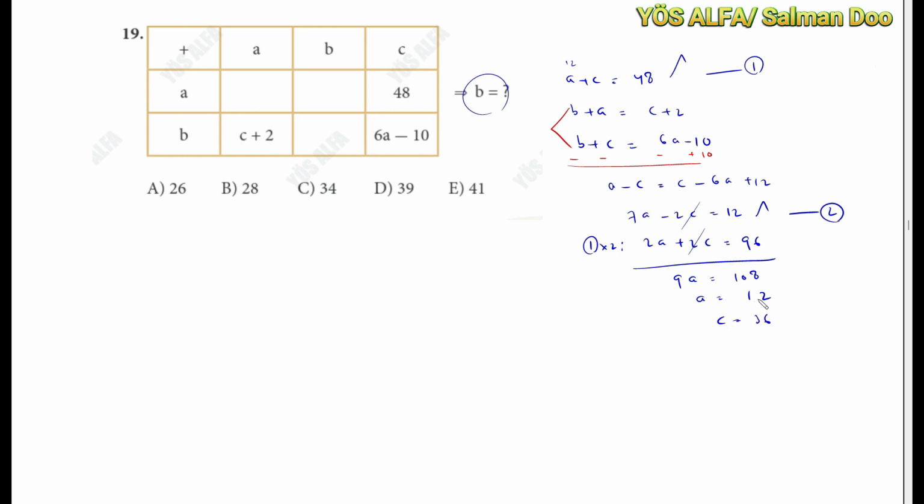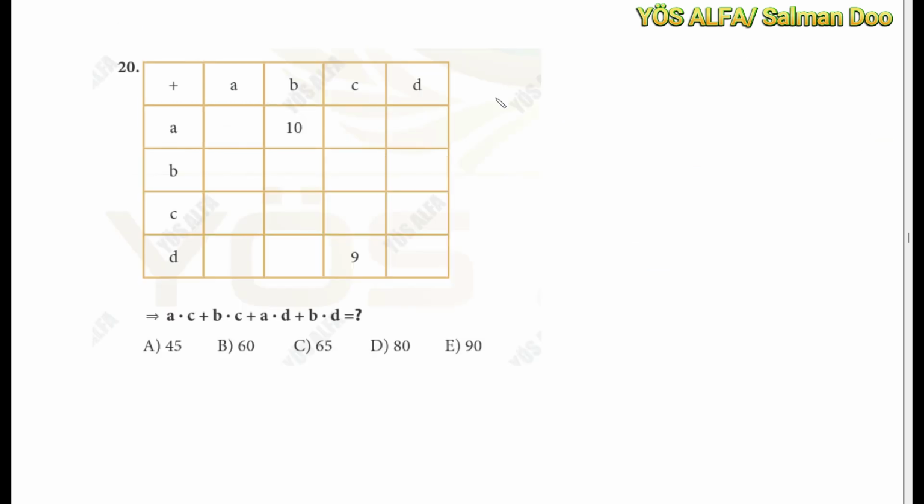So a and c are known. We can find b from this equation. B plus a is 12, c is 36 plus 2, so b is 38 minus 12. The answer is 26.